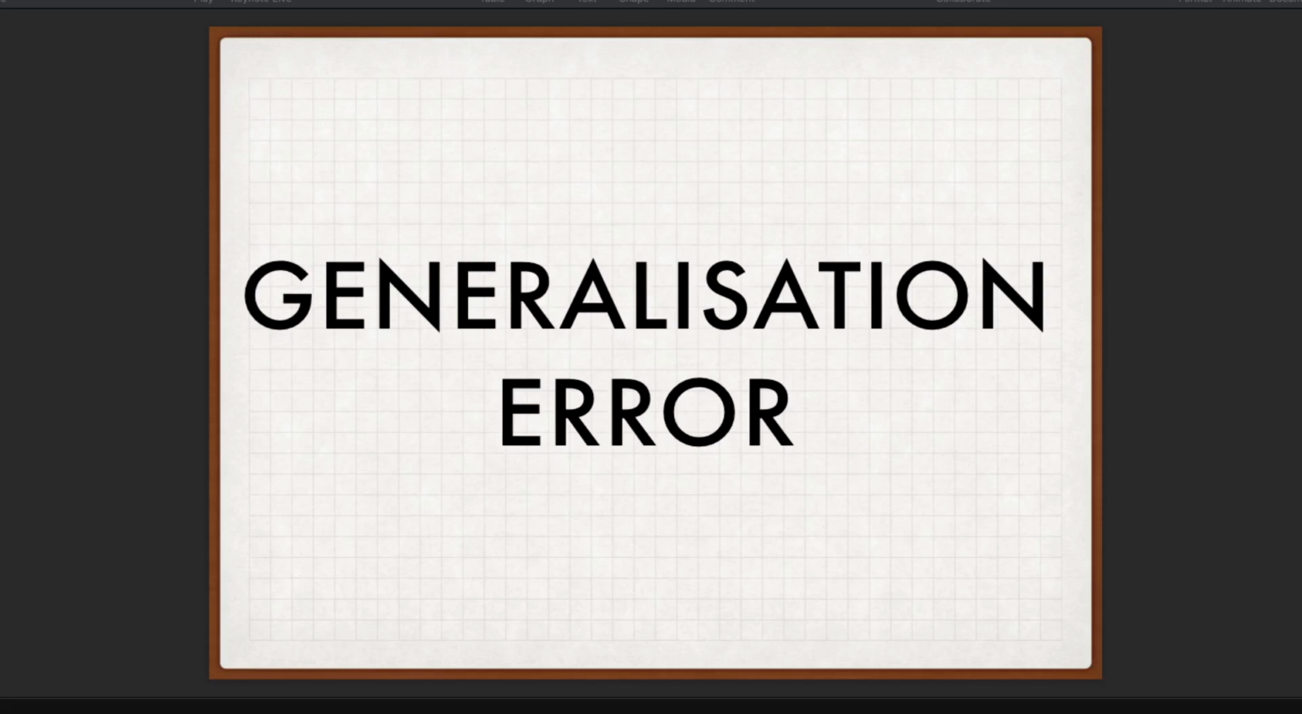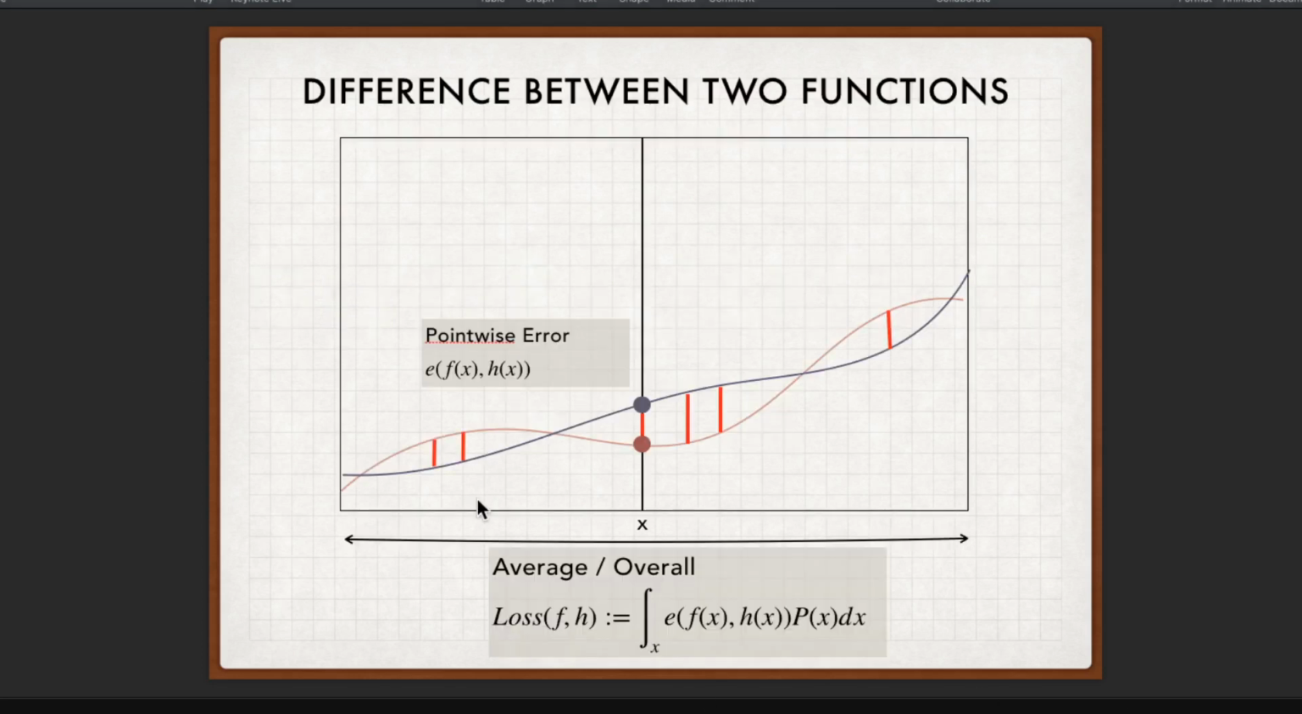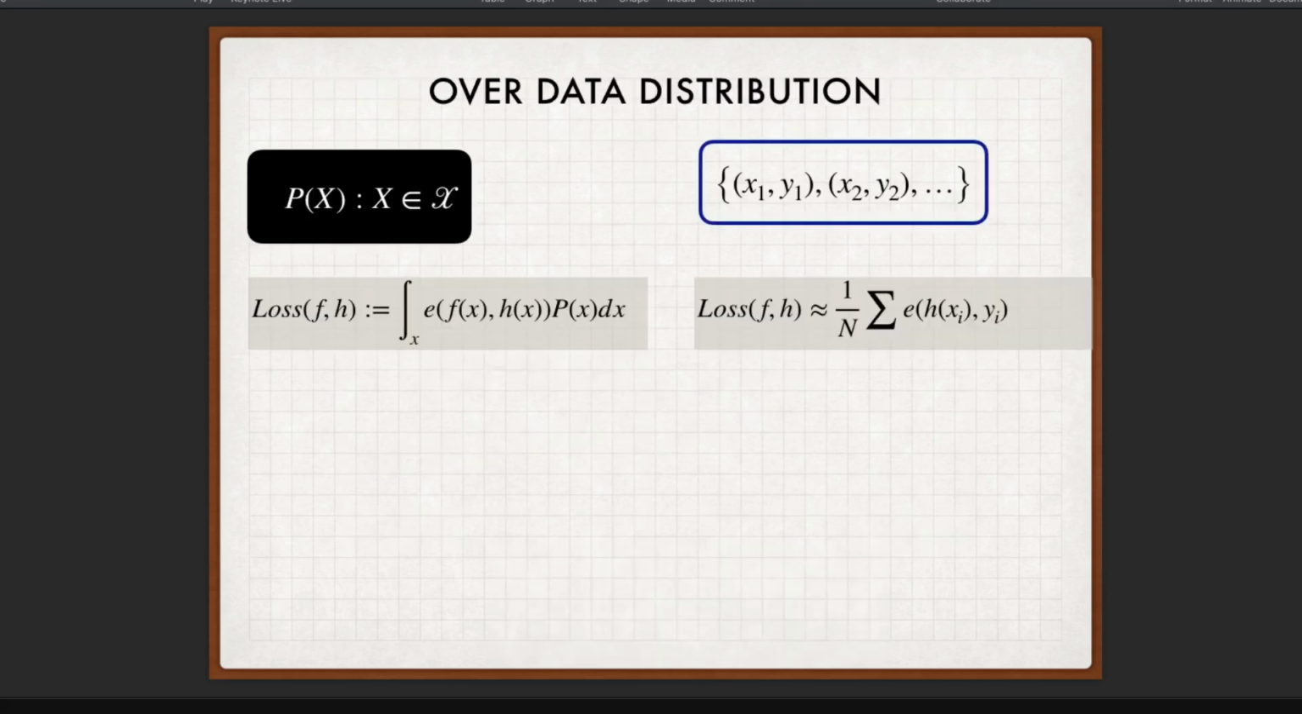Next, we consider how to evaluate the difference between two functions, the target function and our hypothesis, over the data space with respect to some distribution. We want to measure the difference, that is, the area enclosed by the difference between the two function curves over the entire X space. Let's review a little bit.